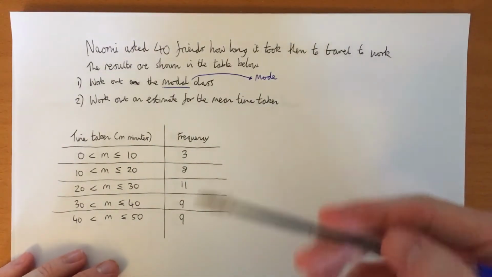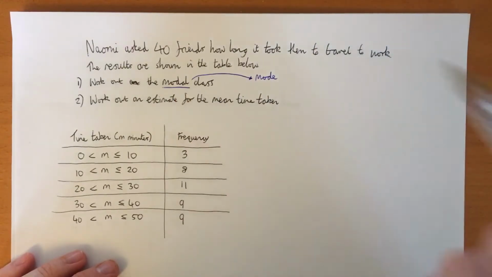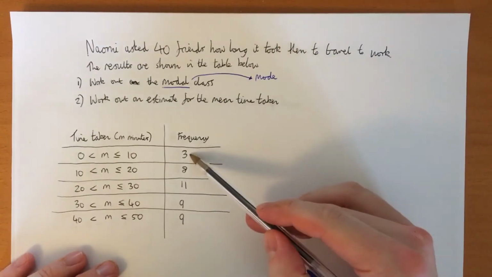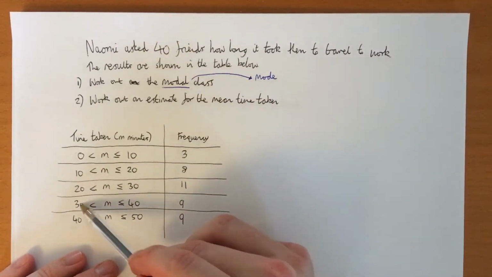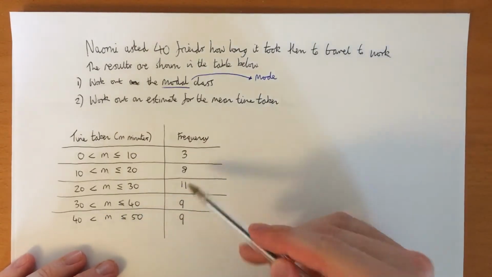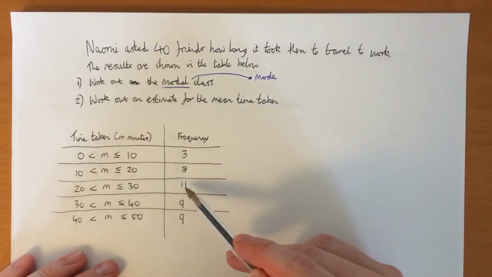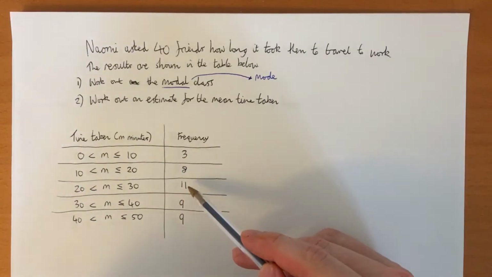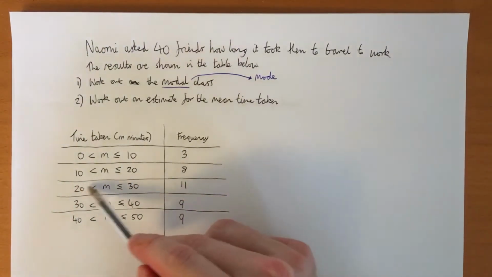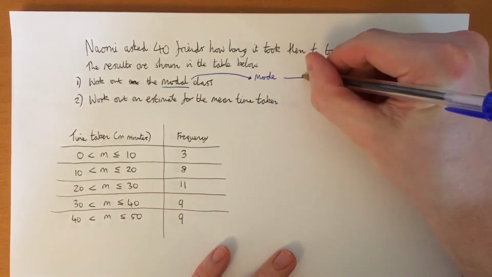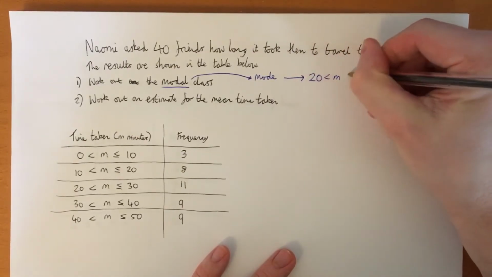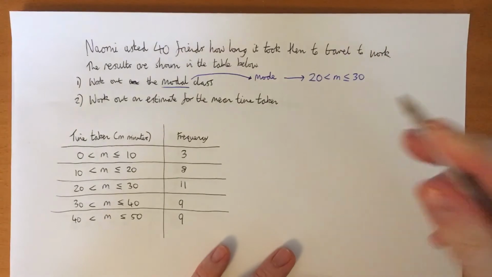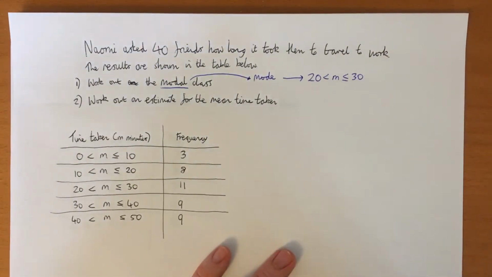The most common is the most common amount of time taken. So if only 3 people took that time, 8 people took that time, 9 people took that amount of time, 9 took that amount of time, but 11 people took that amount of time. So therefore, because 11 represents the highest amount of people in that category, your mode answer, the most common amount of time it took to get to school, was 20 to 30 minutes. And therefore that is your answer for the modal class because it represents the most common length of time taken.